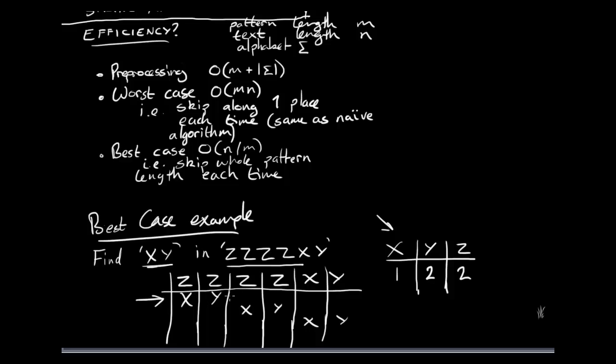So as usual we start here at the beginning of the text, we compare this y to the z, it is not a match, so we look up the z here in our skip table, and we skip ahead 2 places to here, and so on and so on, and we reach our match, and in this case we skip our pattern length at each iteration, which is the most efficient we can possibly get.